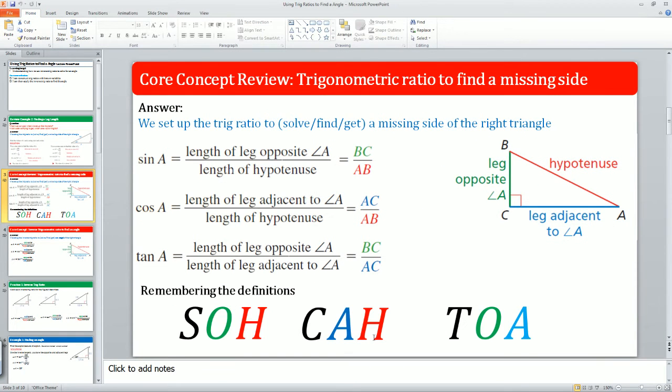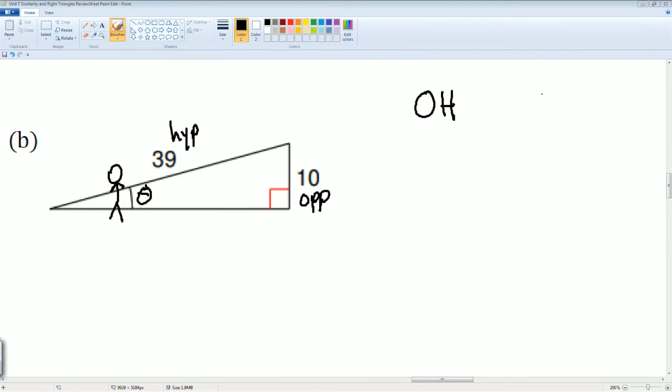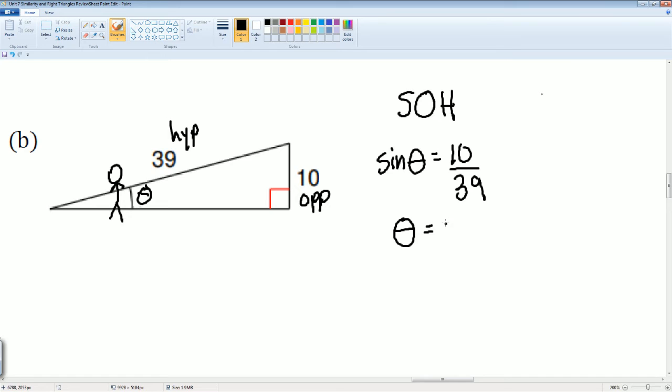O and H is sine, so this is S. So we can say sine of theta is equal to opposite, which is 10, divided by your hypotenuse, which is 39. We're trying to get theta alone, so we do theta is equal to the sine inverse of 10 divided by 39.